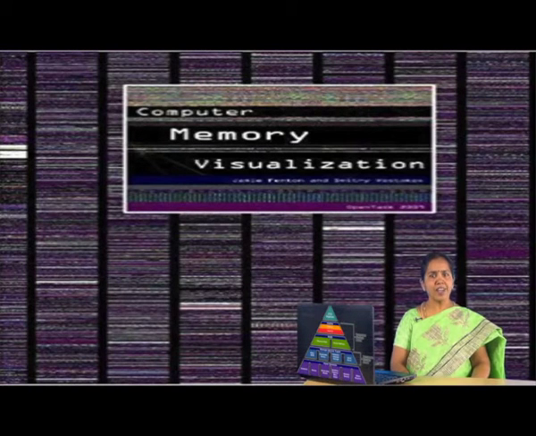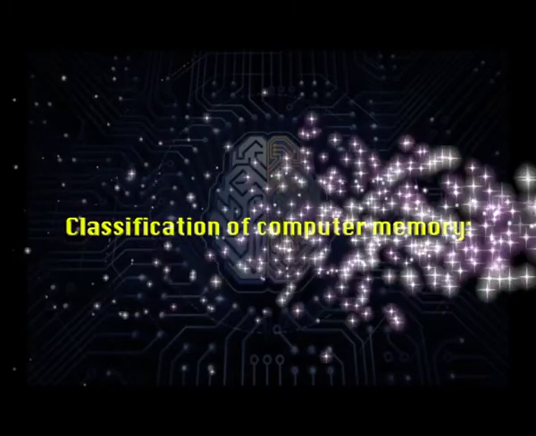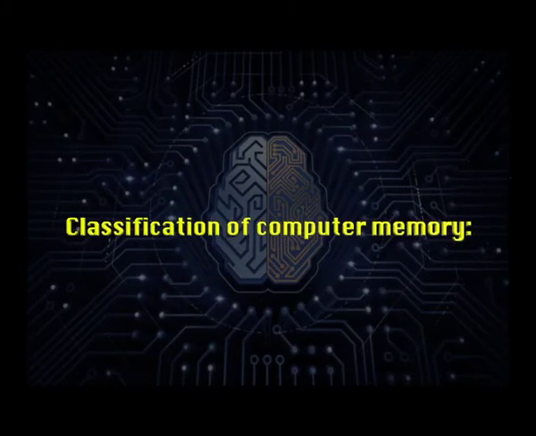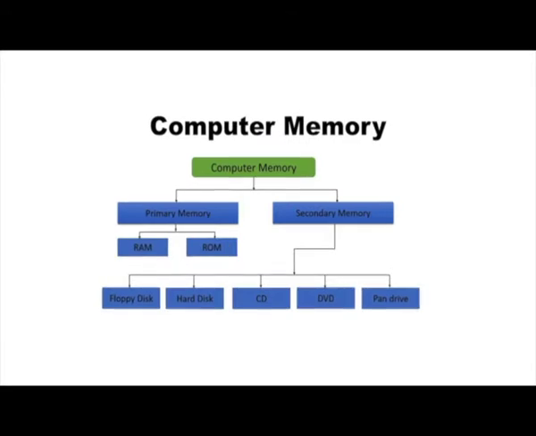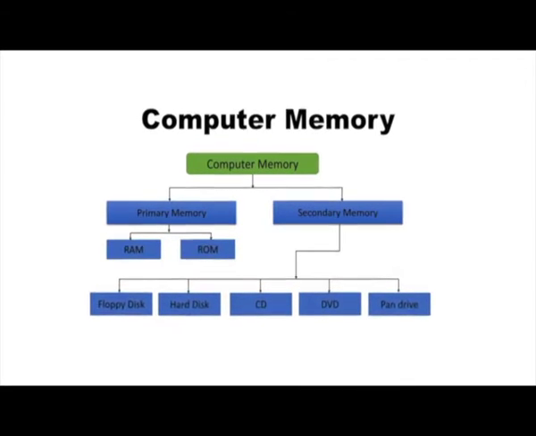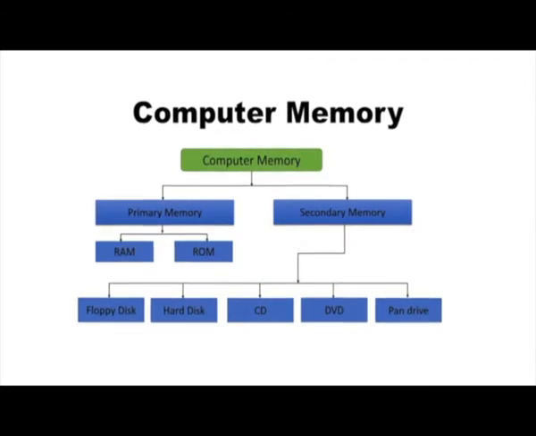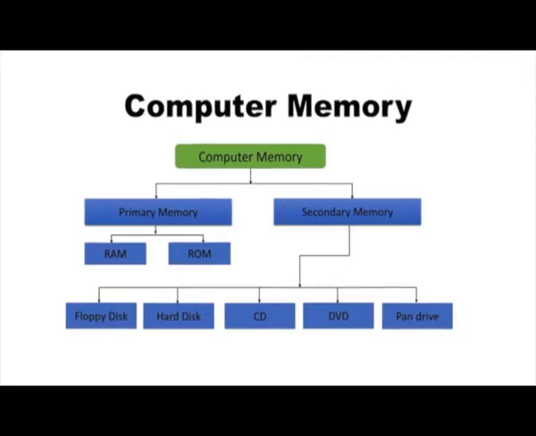Having seen the introduction and organization of memory, we move on to the classification of computer memory. Memory is the storage part in a computer. It stores data either temporarily or on a permanent basis. The memory is basically classified into two types, namely primary and secondary memory, as can be seen here.